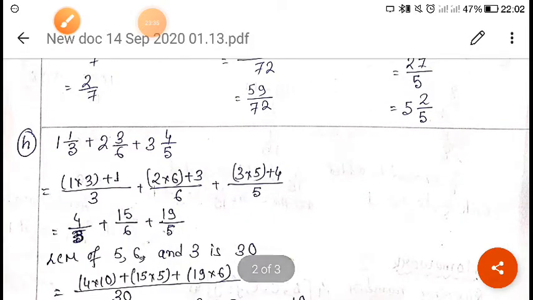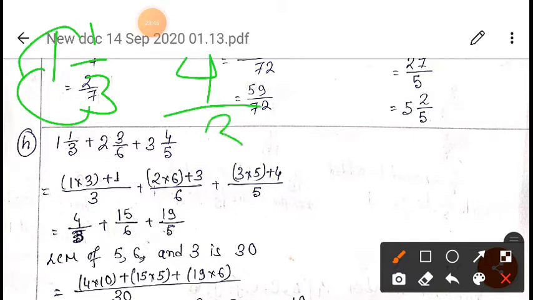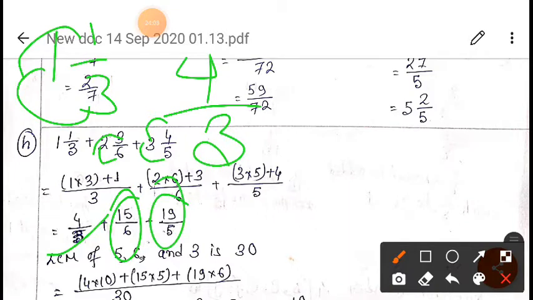Now next one, when we talk about this, 1 by 3. So you have to convert this. 3 into 1 is 3, 3 plus 1 is 4, 4 by 3. After that, again, 2 sixes are 12, 12 plus 3 is 15, so 15 by 6. Now again, 5 threes are 15, 15 plus 4 is 19, 19 by 5, as you can see here.